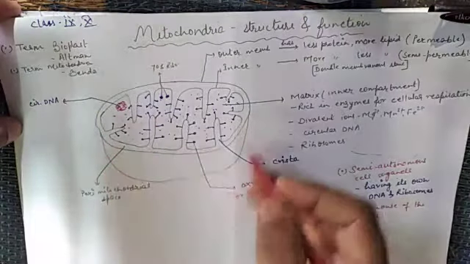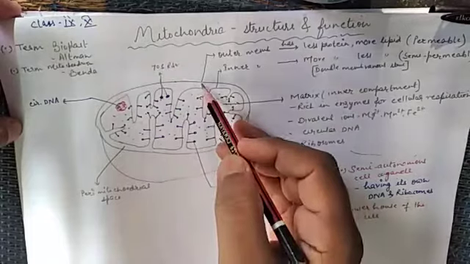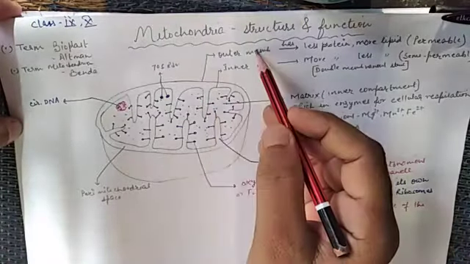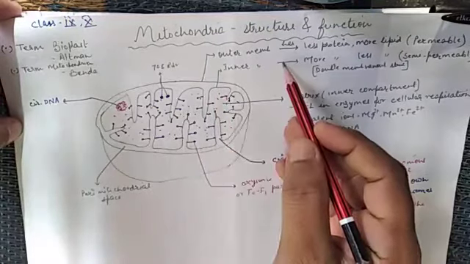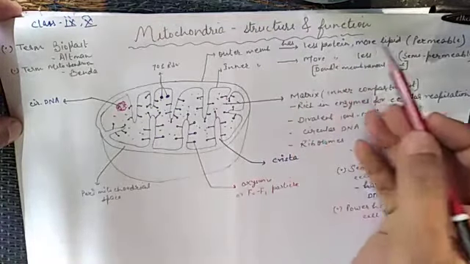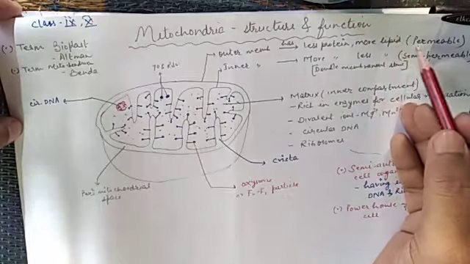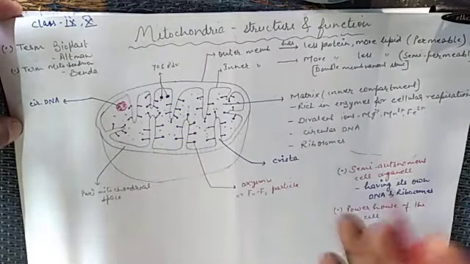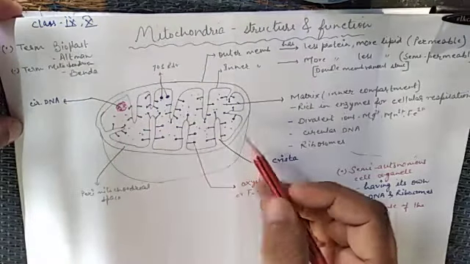This is the structure of the mitochondria. Mitochondria is a double membrane structure. It has a double membrane, the outer membrane and the inner membrane. The outer membrane has less protein and more lipid, and very important, it is permeable. It is fully permeable, which means any substance can pass into the mitochondria.